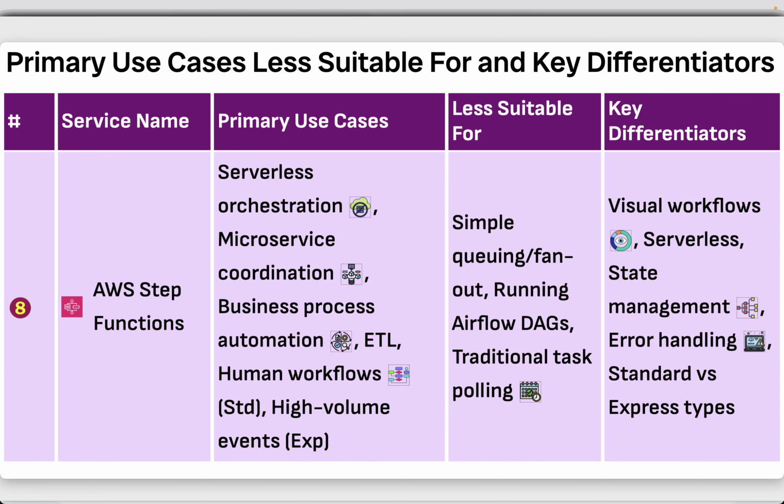AWS Step Functions is preferred for serverless orchestration, microservice coordination, business process automation, ETL, human workflows, standard high-volume events, express workflow. So standard workflow and express workflow. It is less suitable for simple message passing or running Airflow DAGs. Key differentiators: visual workflow, serverless, state management, error handling, and standard versus express types.